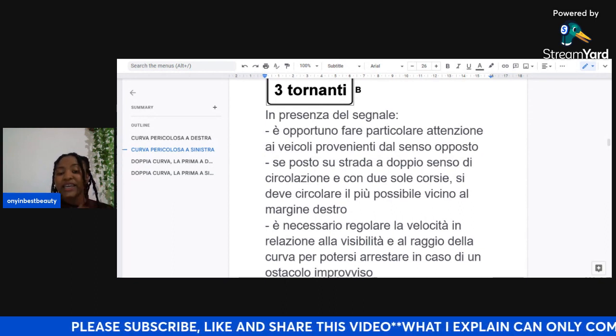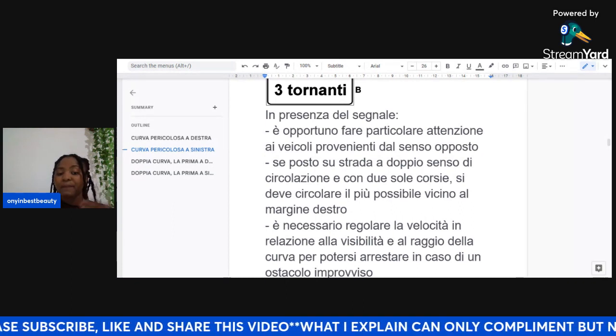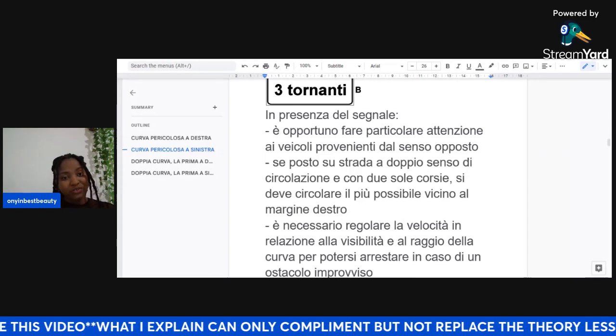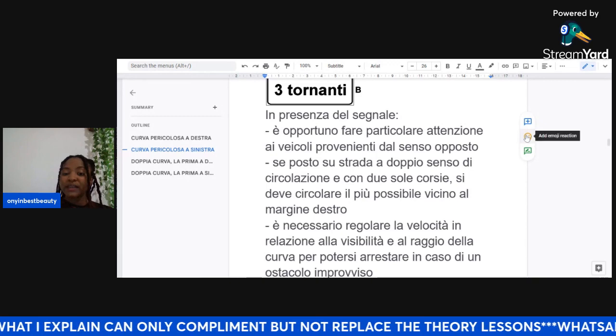Si deve circolare il più possibile vicino al margine destro. That means you have to move closely to the margin of your right-hand side. Okay?